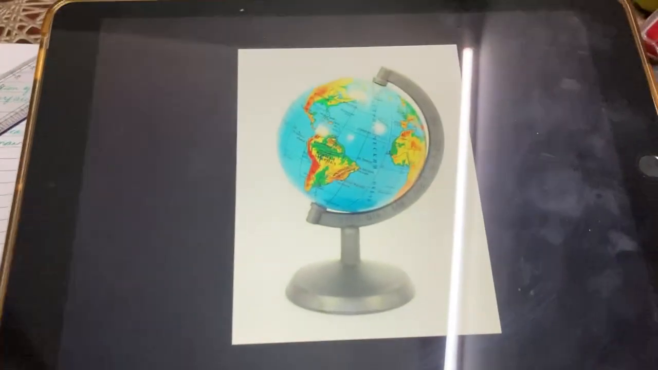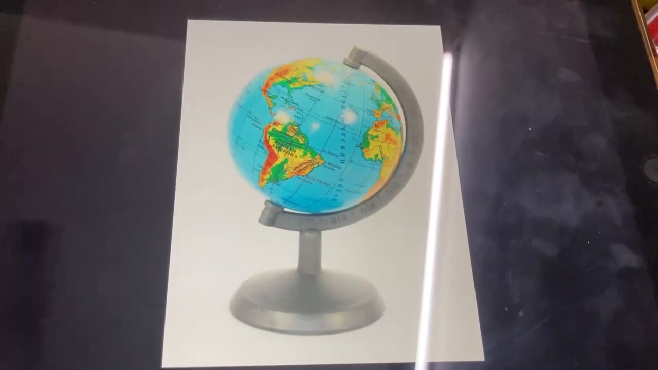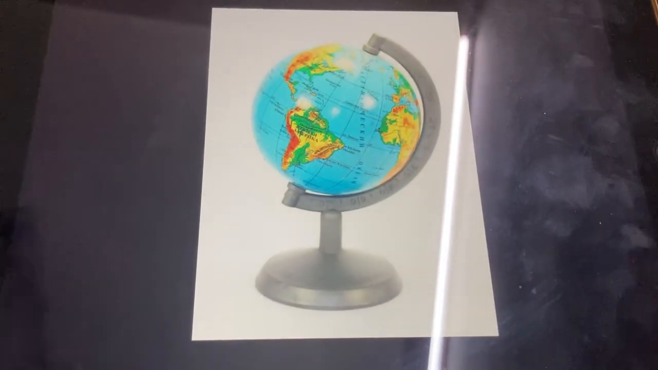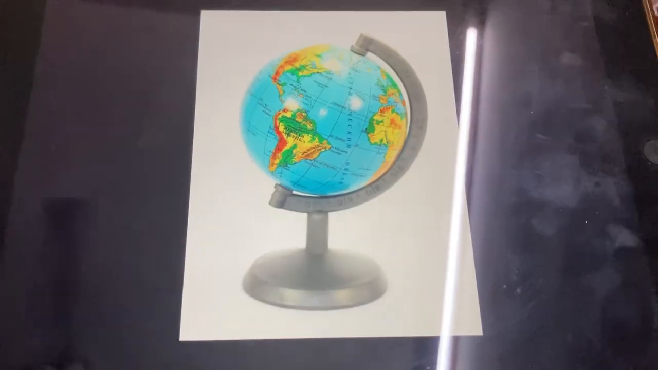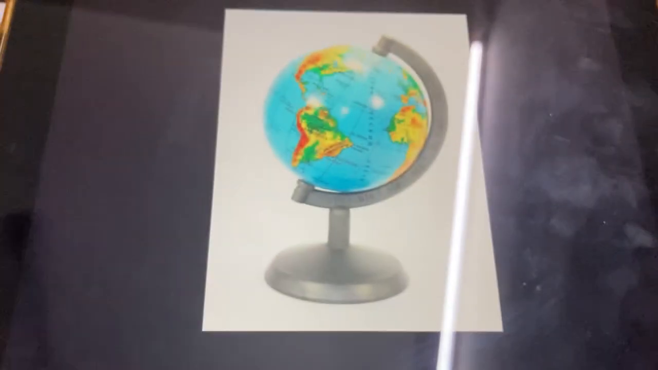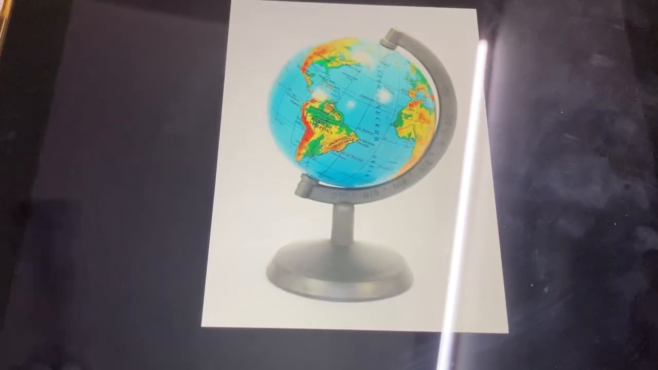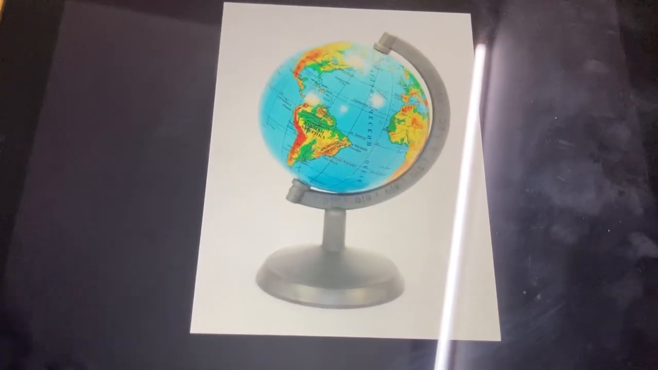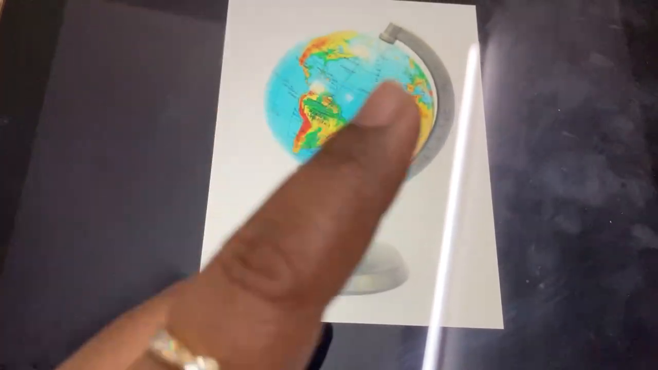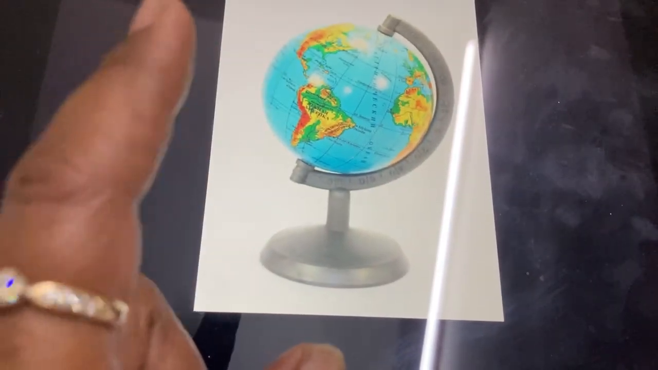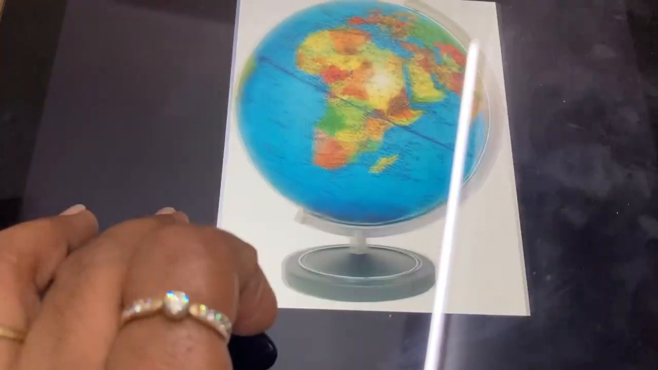So here I have a picture of a globe. What do we see here? The first thing, it is round. Yes, it is tilted, as we also know that the earth is tilted. Similarly, the globe is also tilted, and it is a 3D model of the earth. If we have to see different places, we have to move this globe round, and then we will be able to see different pictures on this globe.